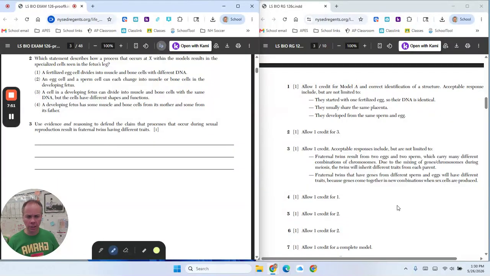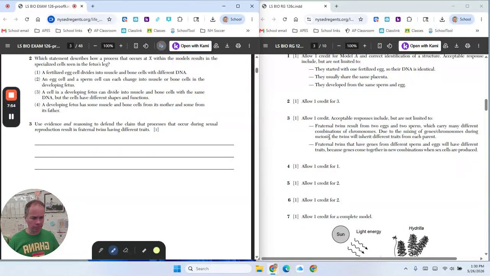And so if we look here at the scoring guide, we have some correct answers. This first one: fraternal twins result from 2 eggs and 2 sperm cells, which carry many different combinations of chromosomes. Due to the mixing of genes during meiosis, the twins will inherit different traits from each parent. So that's a complex answer. It's a really great answer if someone were able to provide that.